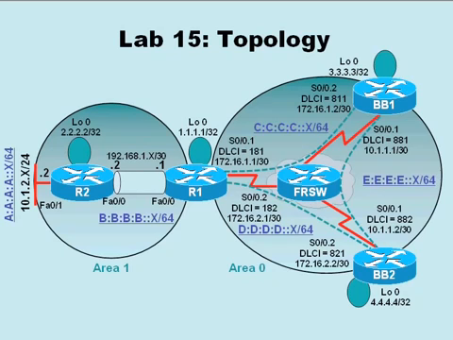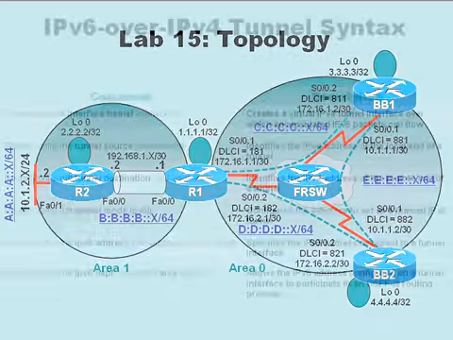routing process. So even though the link between routers R1 and R2 is really an IP version 4 link, we're going to be encapsulating IP version 6 traffic inside of an IP version 4 tunnel packet. Let's take a look at the syntax that we're going to use to set this up.